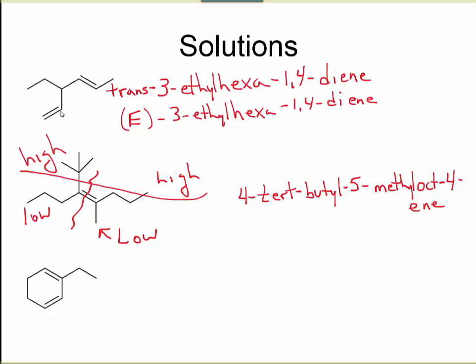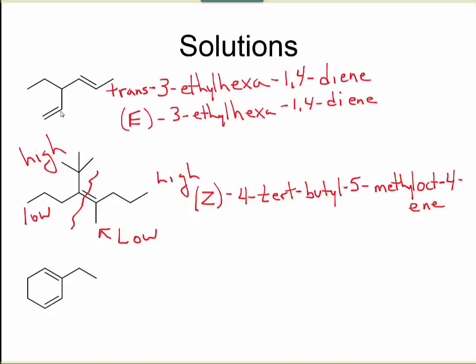The high priority groups are on the same side of the alkene, so this is going to be a Z alkene. So up front, I put a Z in parentheses, a hyphen, 4-tert-butyl, 5-methyl, oct-4-ene. Of course, it would be okay to say Z, 4-tert-butyl, 5-methyl, 4-octene as well.